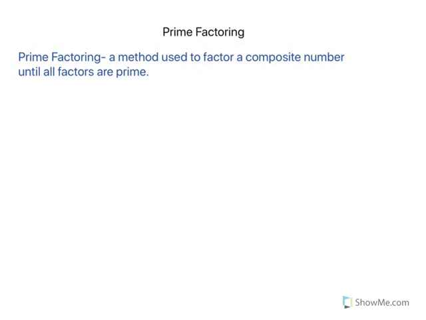Let's talk about prime factoring. Prime factoring is a method used to factor a composite number until all factors are prime. A composite number is a number that has factors besides one and itself. A prime number is a number that only has factors of one and itself.